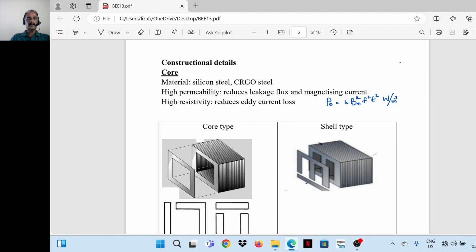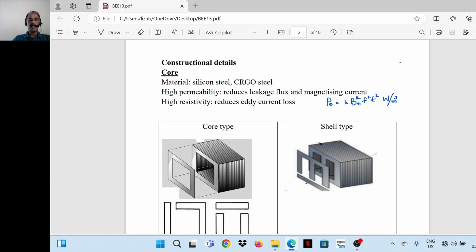The most commonly used core materials are silicon steel and CRGO steel. Steel having 3 to 5% of silicon content, or cold rolled grain oriented steel. These are the two materials very commonly used for construction of the core. Now the advantages are that these materials have high permeability and high resistivity.